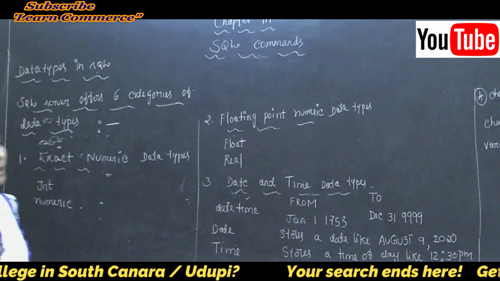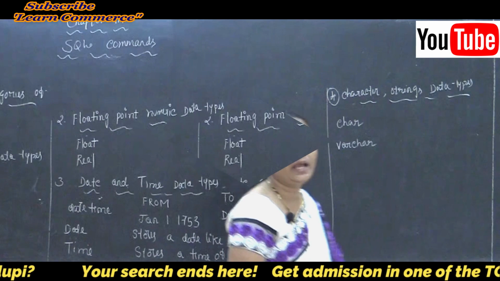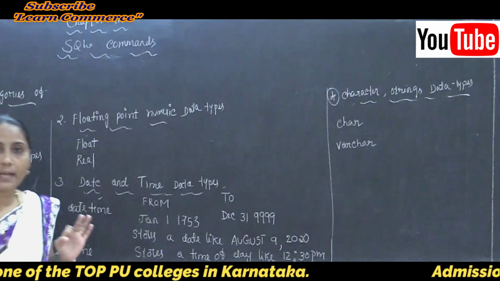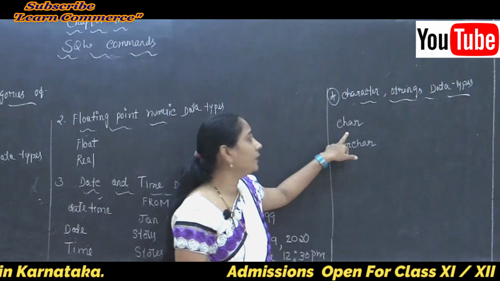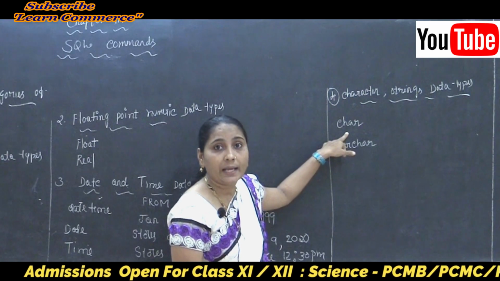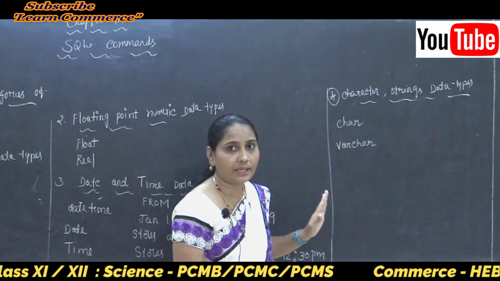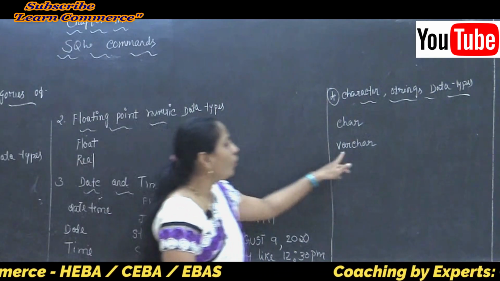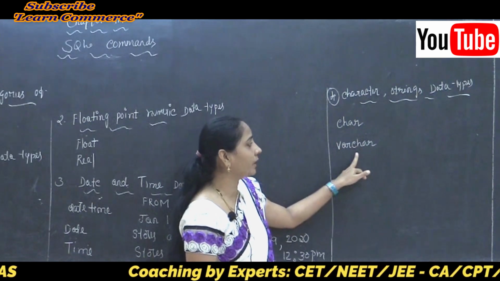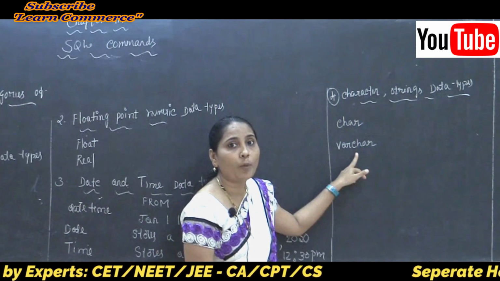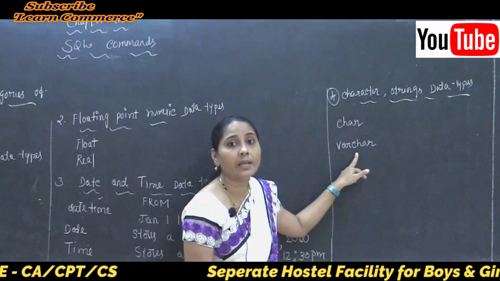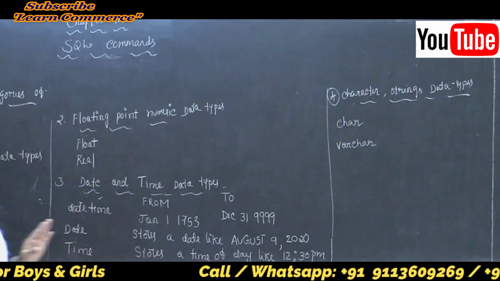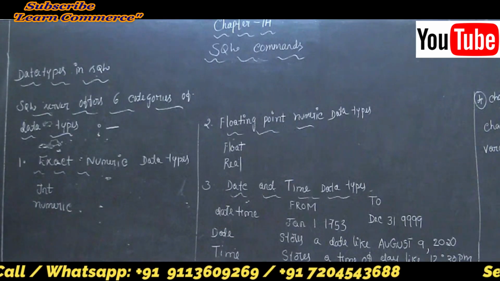The last data type is the character and string data type. If you want to enter one character in the database, then we mostly use the data type char, short for character. Now what is the difference between char and varchar? If you want to enter a group of characters, then we use varchar, which is called variable character. So there are totally 6 types of data types used in our SQL.